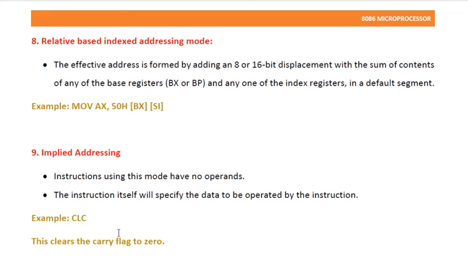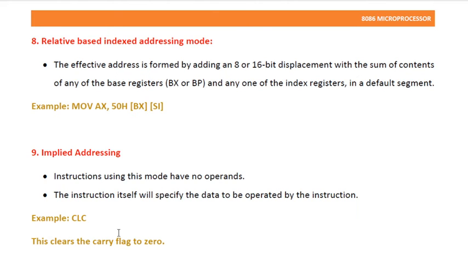Now the next addressing mode that we have is called relative base index addressing mode. In relative base index addressing mode, the effective address is formed by adding an 8-bit or 16-bit displacement with the sum of the content of any of the base registers BX or BP and any of the index registers, that is SI or DI, in the default segment. This is how relative base index addressing mode works. For example, MOV AX, 50H[BX][SI]. This is how relative base index addressing basically works.